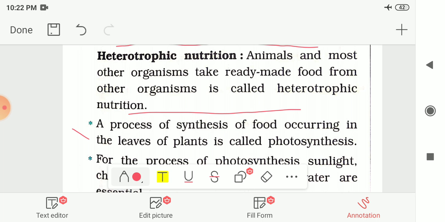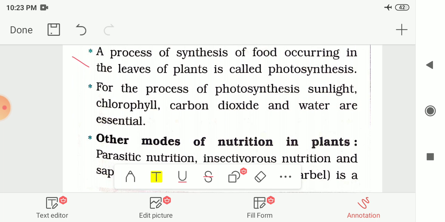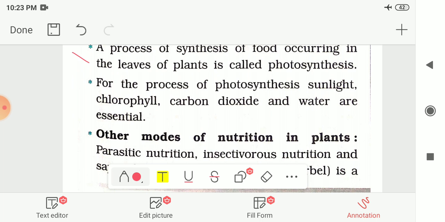Then after we had seen the photosynthesis process. So the process of synthesis of food occurring in the leaves of the plants is called photosynthesis. For this photosynthesis process the plants require sunlight, chlorophyll, carbon dioxide and water. So for the process of photosynthesis, sunlight, chlorophyll, carbon dioxide and water are essential.